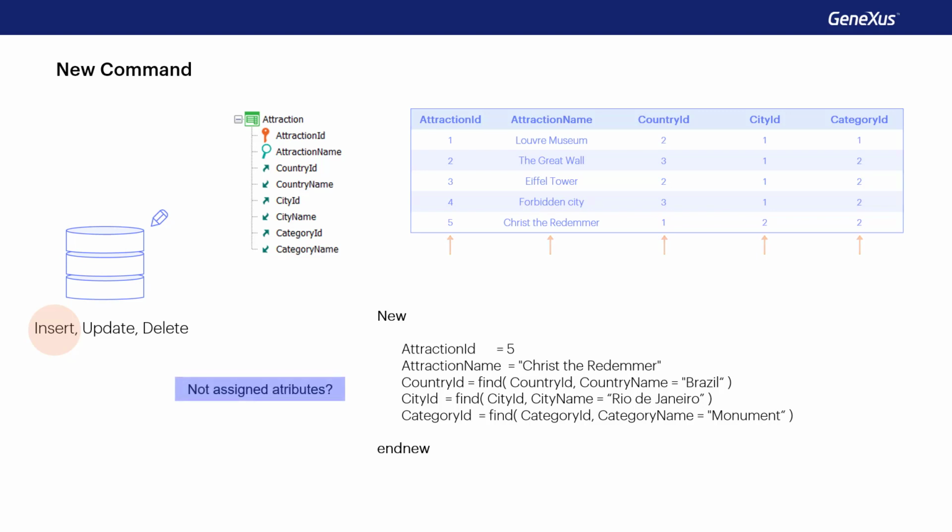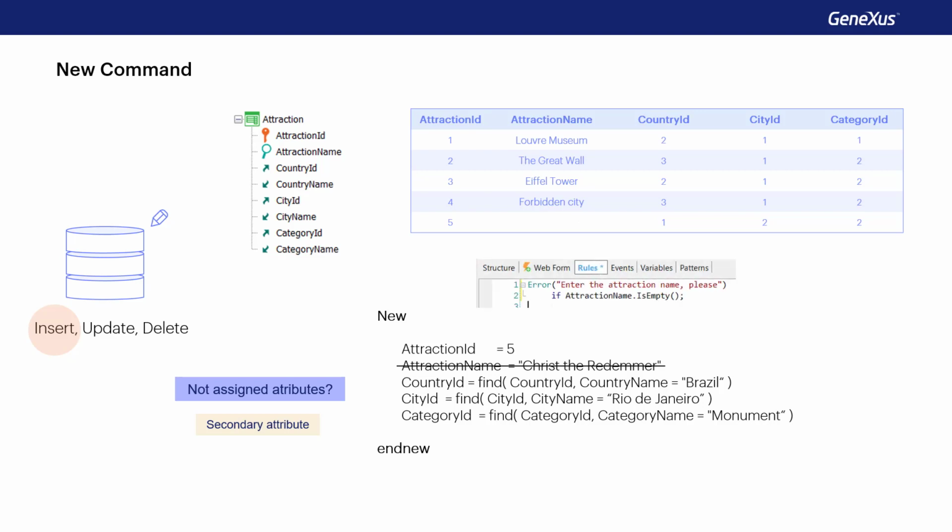Is this mandatory? Of course not. If we don't assign a value to an attribute, it'll be considered empty. Thus, if we don't assign a value for attraction name, attraction 5 will be inserted without a name, even if there is an error rule in the transaction that prevents it. As we've said, the transaction here only serves to give existence to the table in the database. This is a first major difference with the insertion through a business component.